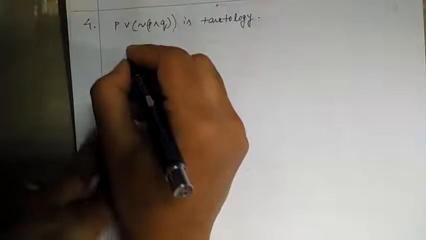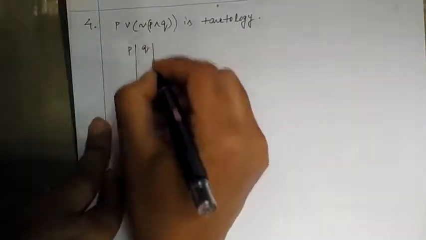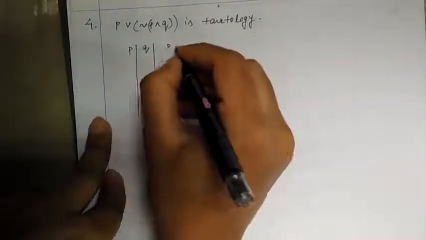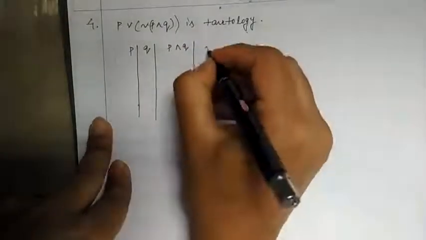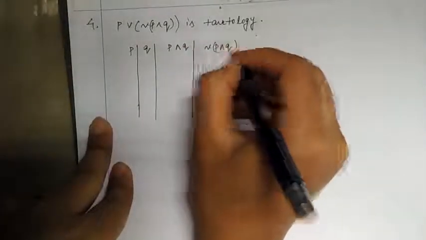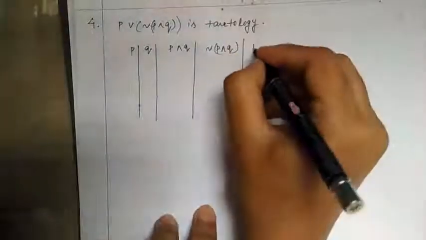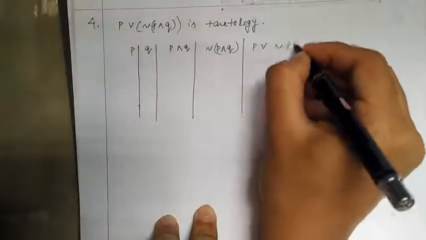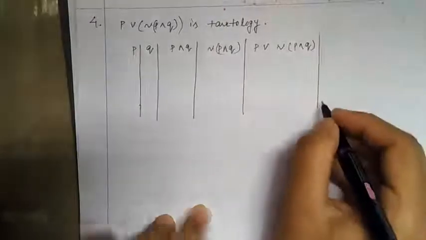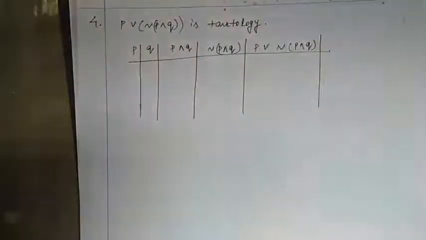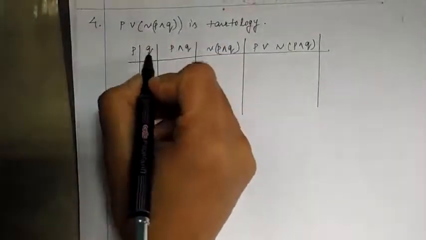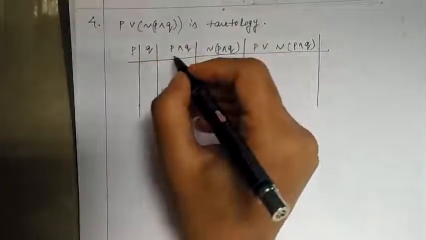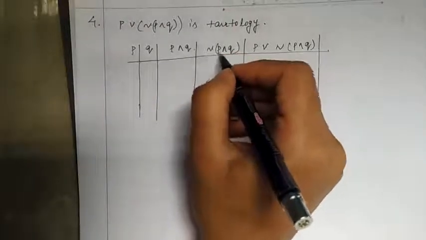So how many columns do you have to make? First is P, then Q. Next, P and Q. Next is negation of (P and Q). Always remember that the systematic way of writing is very, very important. Otherwise, you might get the wrong answer. And mark where the bracket is. So here the question is P or negation of (P and Q). So first P, Q, the next is P and Q, then negation of (P and Q), then P or all these things. So we'll see what answer we get here.